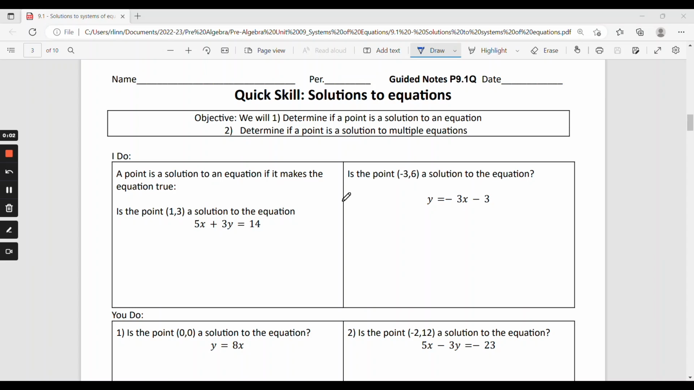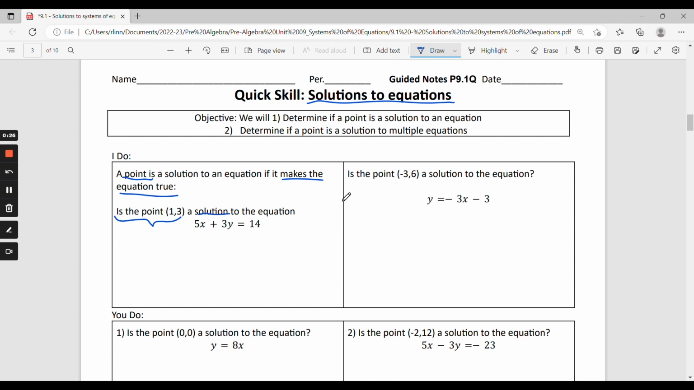Alright, today our quick skill is solutions to equations. When we're trying to find a solution to an equation, we're going to look for a point that's going to make the equation true. And by true, we mean that both sides are going to be equal. So our first problem here, we have, is the point (1, 3) a solution to the equation?